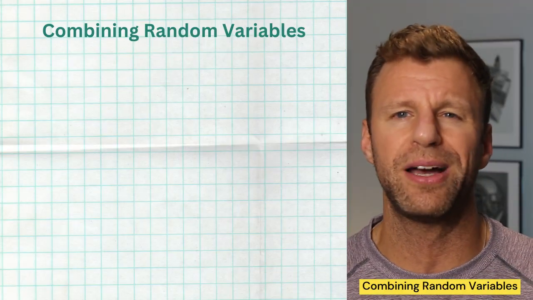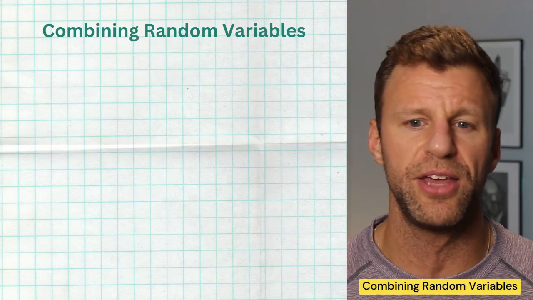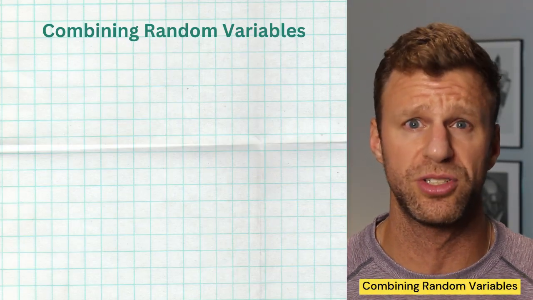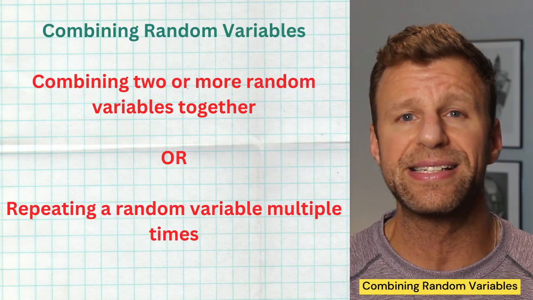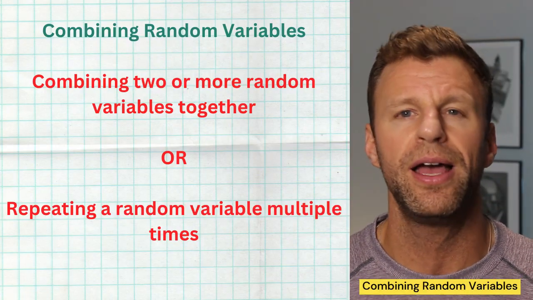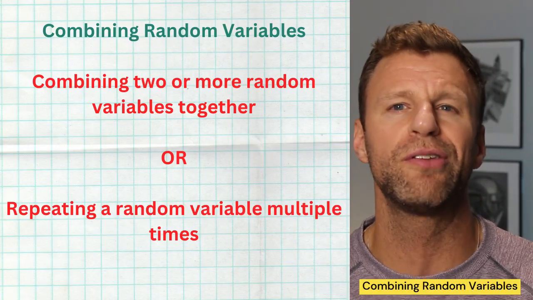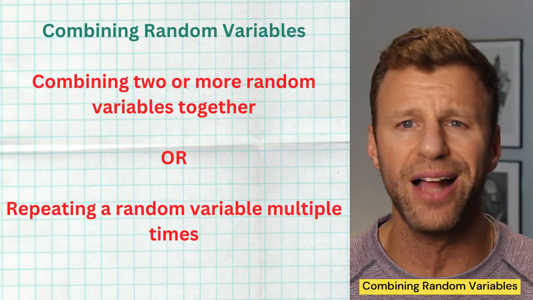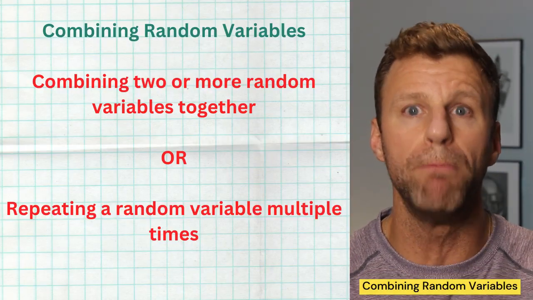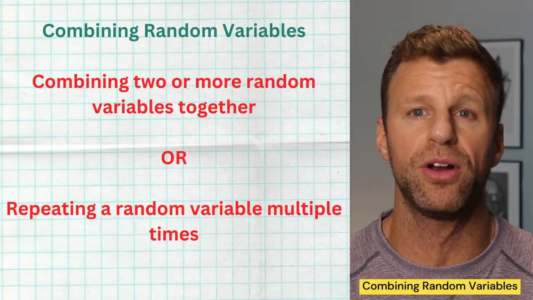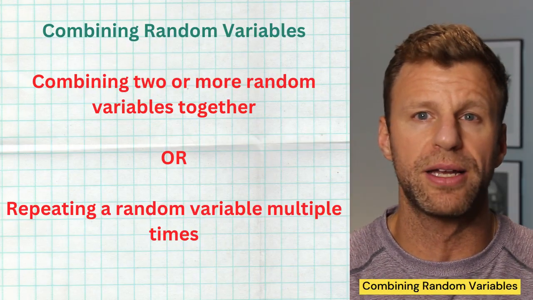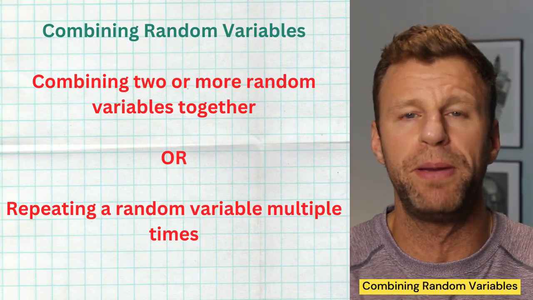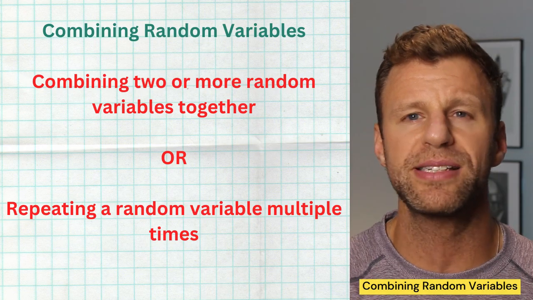All right, and the very last topic for discrete random variables is combining random variables. And this is probably the most important because it's the one that most kids don't understand or forget about and cause them to get a lot of problems wrong. Now, what do I mean when I say combining random variables? Well, two things, either combining two or more random variables together or repeating a single random variable multiple times. Now here we're not talking about just converting or adding or subtracting constants. Here we're actually doing multiple random variables together, either multiple random variables all kind of combined or a single random variable repeated multiple times. So the process is a little bit different here.